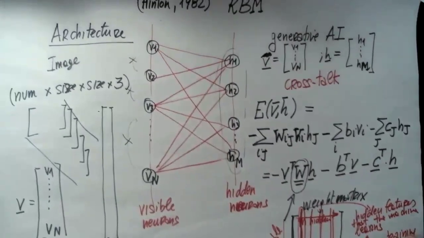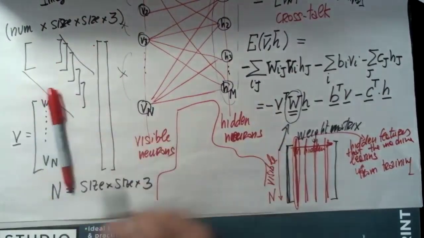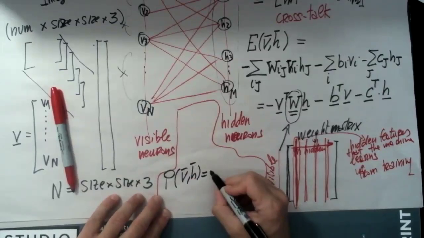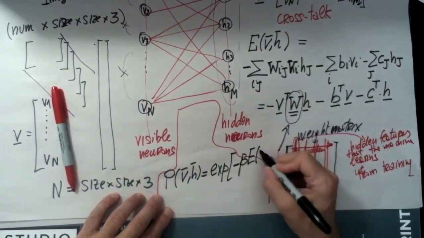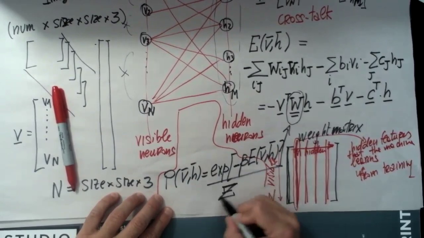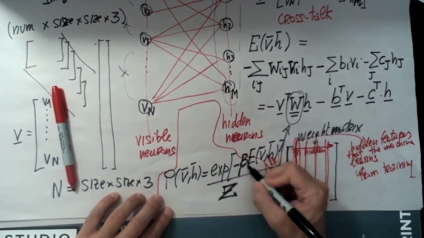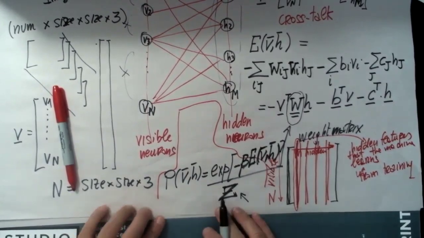And we have already seen that the associated probability of V and H is given by the Boltzmann distribution, the exponential of minus beta times the energy, where beta is the inverse of temperature, divided by Z, which is the partition function.